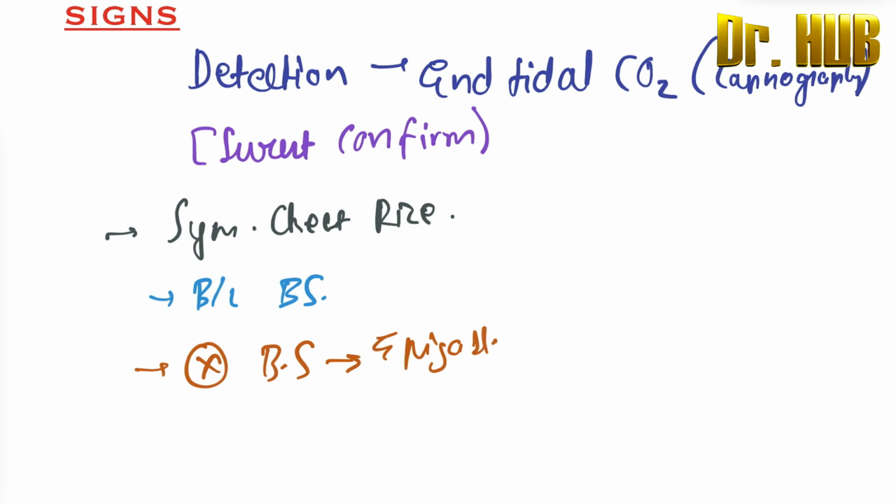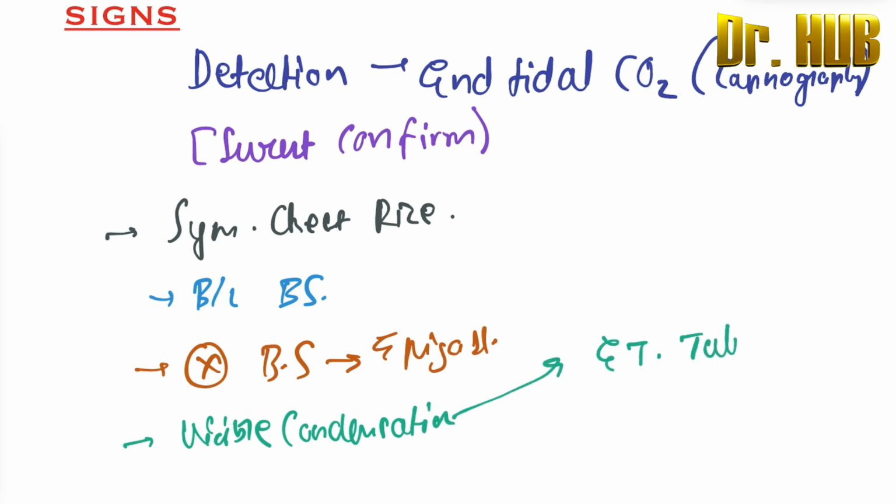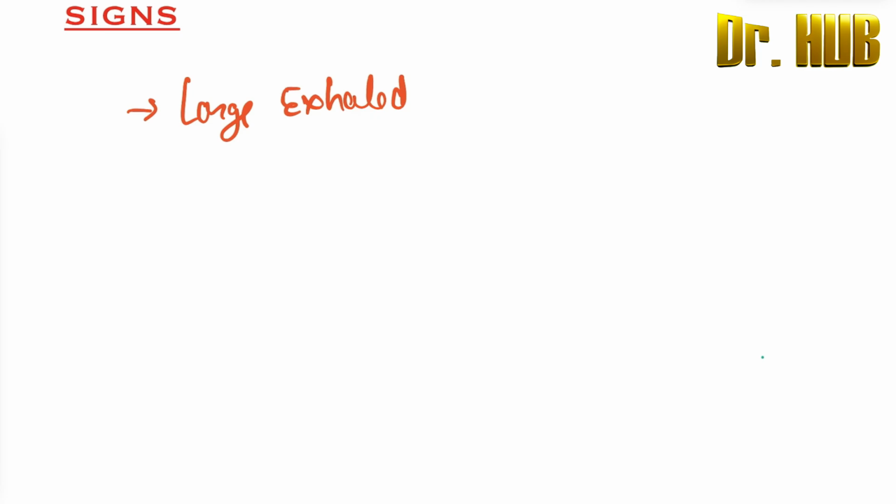Next is the visible condensation in the endotracheal tube. The visible condensation, and this is in the ET tube, endotracheal tube. Next is the large exhaled tidal volumes. Large exhaled tidal volume.